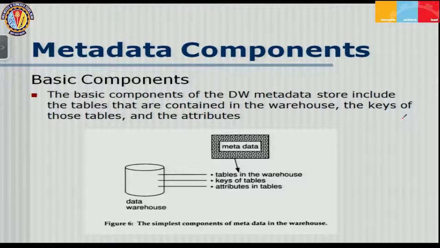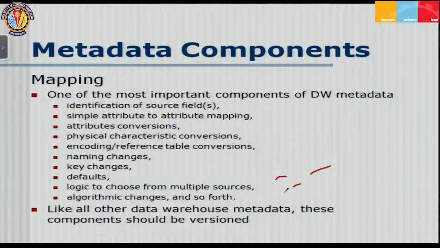Now I'm going to talk about the components of metadata. There are three kinds: one is the basic components, then history tracking, then miscellaneous. I'm going to talk about all of them. The basic components of a data warehouse metadata store include the tables that are contained in the data warehouse, the keys of those tables, and the attributes. This is not different from the one that we collect for operational systems. So the tables, keys, and the attributes all are kept here.